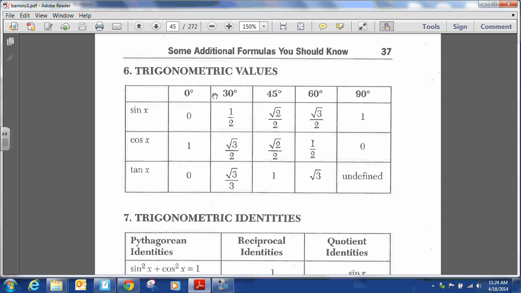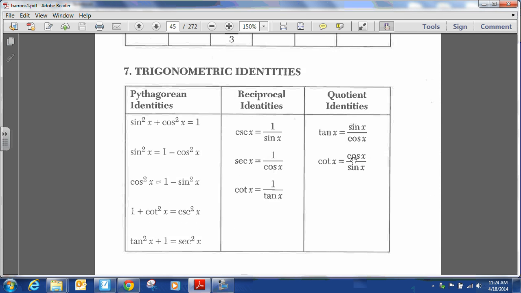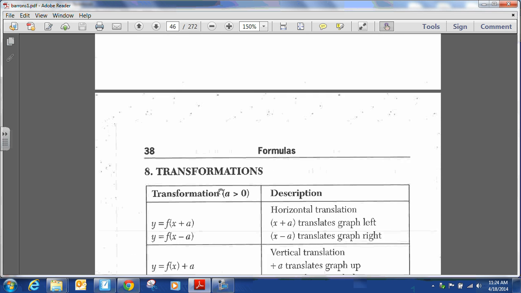This is basically information all in quadrant 1 that you've already memorized on the unit circle. Here's your Pythagorean identities, which we had learned already. Here's your reciprocal identities and your quotient identities. Very easy.